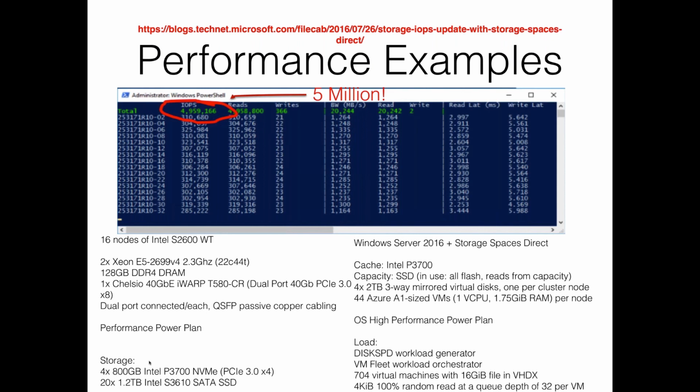So with that, I think I see one more question may have come through. There's one. Is there a calculator for calculating expected 4K I/O with different disk mixes?